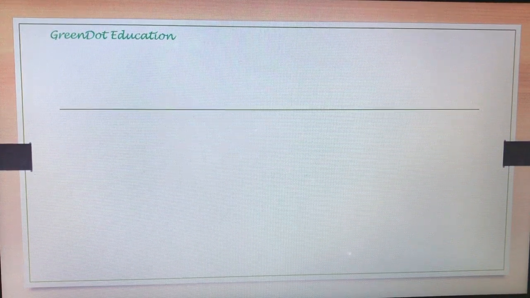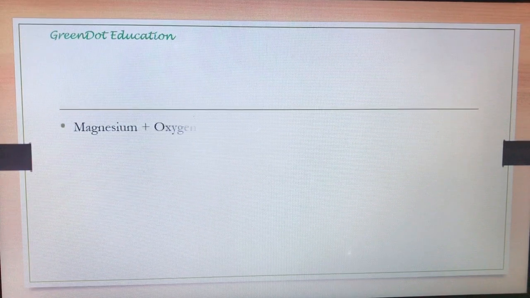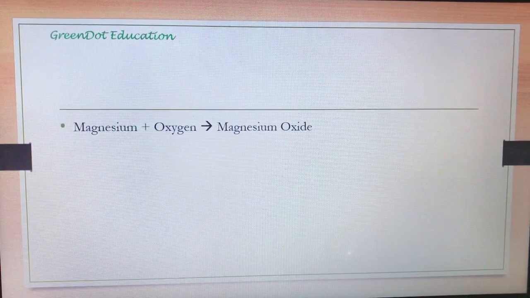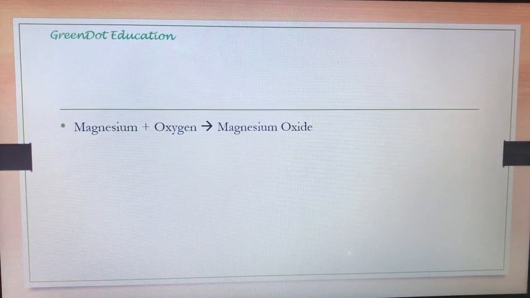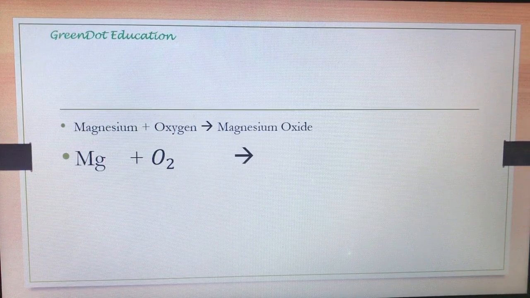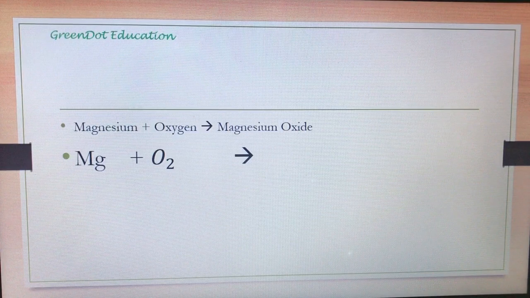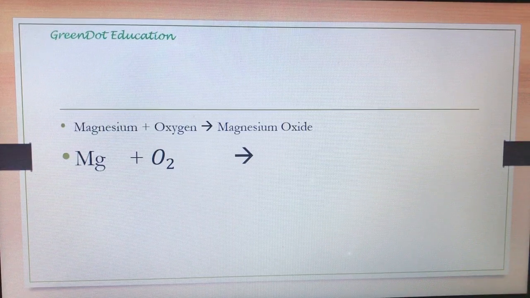Let's take another example. In this example, let's write down the chemical equation for the reaction of magnesium with oxygen forming magnesium oxide. We know that magnesium is represented by Mg and oxygen is represented by O2. So now for determining the chemical formula of magnesium oxide, we have to write down both the elements, their chemical symbols and their valencies.